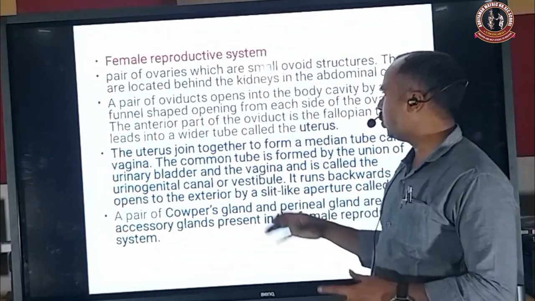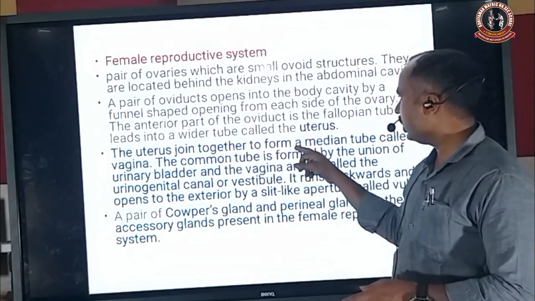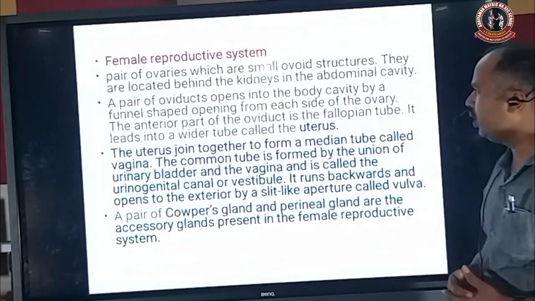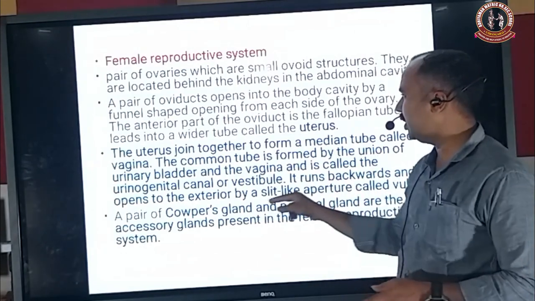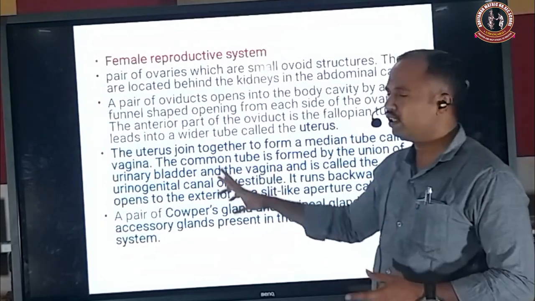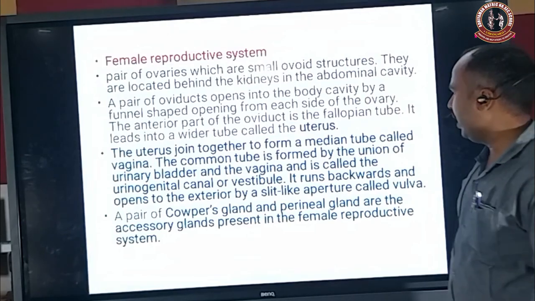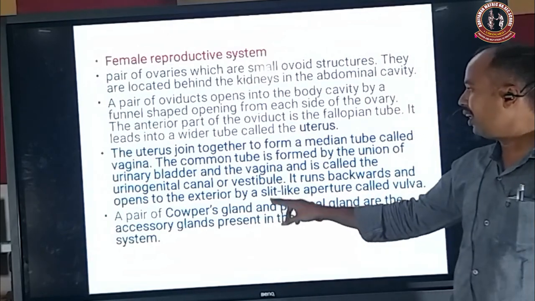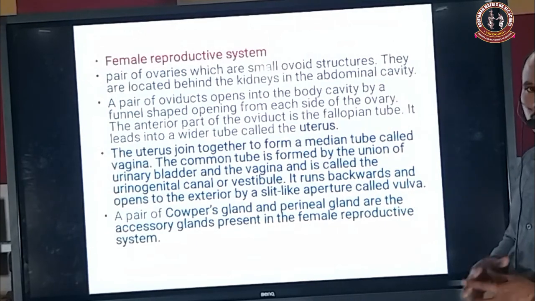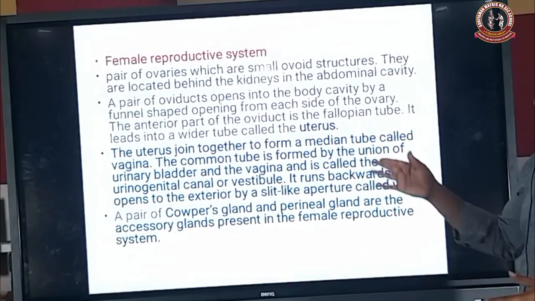The uterus joins together to form a median tube called the vagina. The common tube formed by the union of the urinary bladder and vagina is called the urinogenital canal, or the vestibule. It runs backwards and opens to the exterior by a slit-like aperture called the vulva. It is located below the anus in the posterior region of the body of a female rabbit.